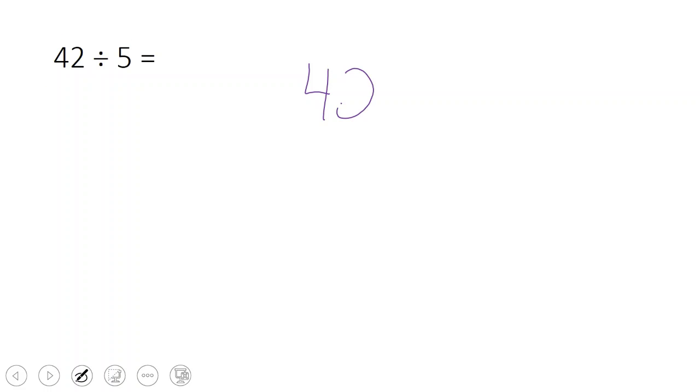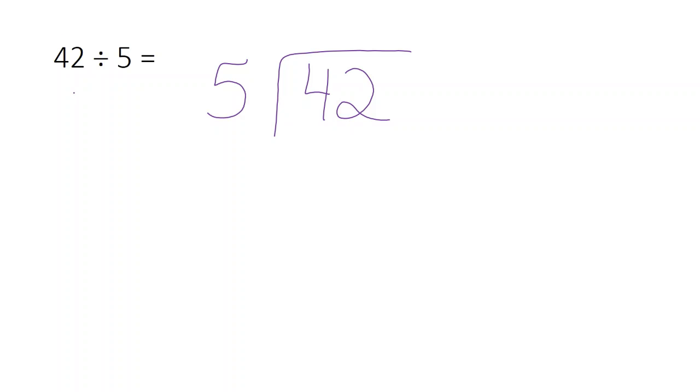First, I want to start by writing it in long division format. So I'm going to put my dividend, the number being divided, in the middle. So my dividend's in the middle of the box. My divisor goes on the outside of the box. And now I can divide.